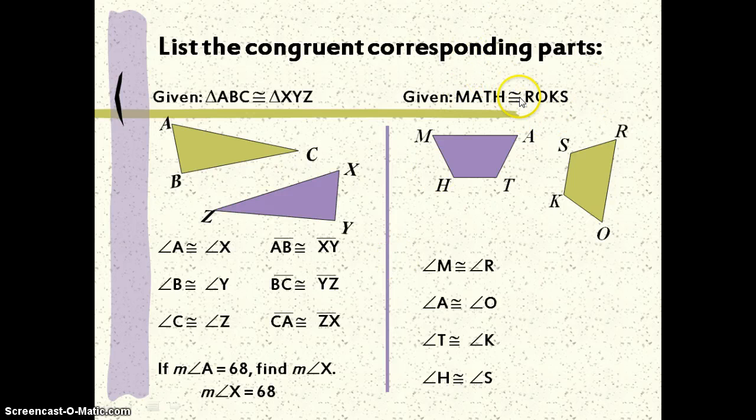So again, you can go off the notation, or if you were to flip this green figure, kind of like turn it over on its side, it would match up with the purple figure, and you can go off of those. Now for sides. Line segment MA is congruent to line segment RO. Segment AT is congruent to segment OK. Segment TH is congruent to segment KS, and segment HM is congruent to segment SR.